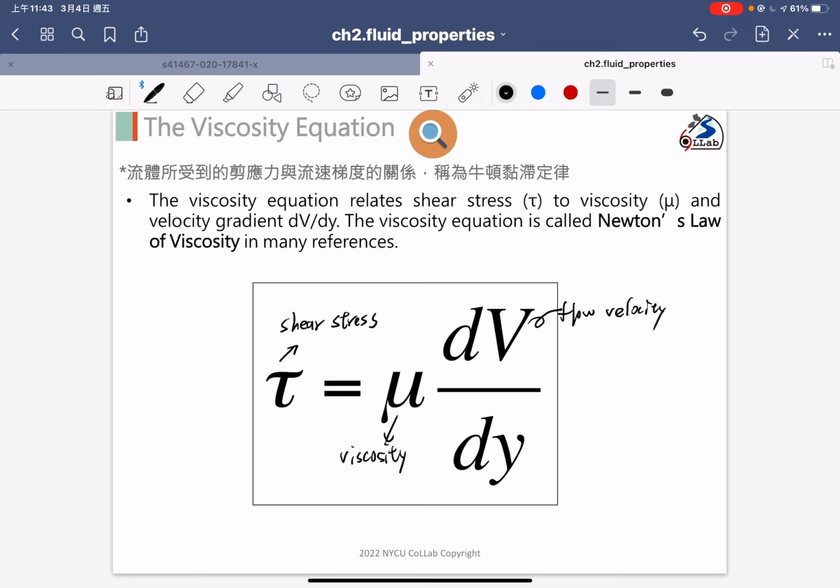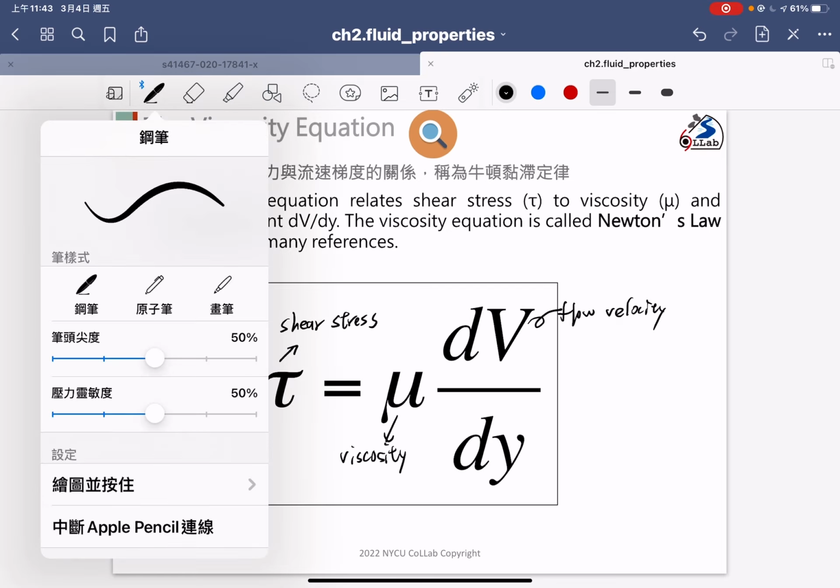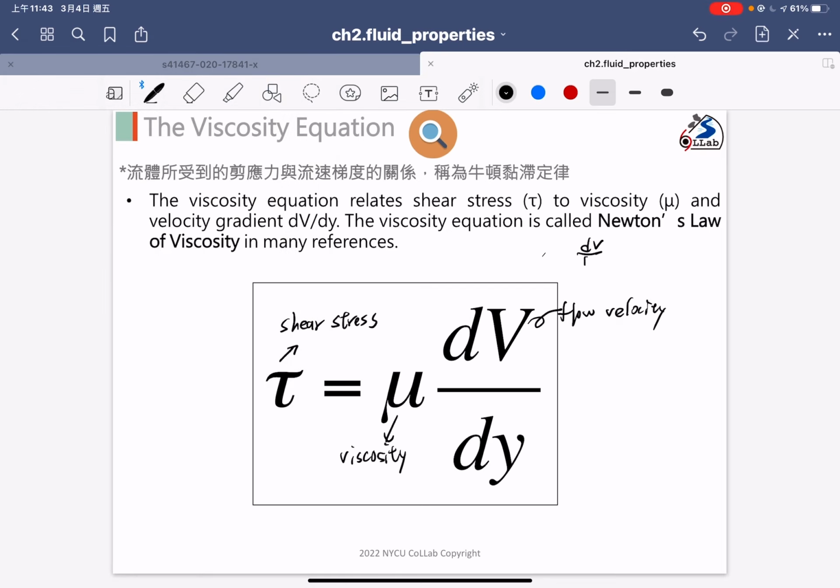So based on these equations, usually we say dV dy. That means the velocity V is a function of the y space, and dV over dy indicates the velocity gradient, right? So if we have the flow velocity as a function of space, we can compute the gradient of the velocity, multiply by the viscosity, and then we can compute the shear stress. So this is a very basic equation.